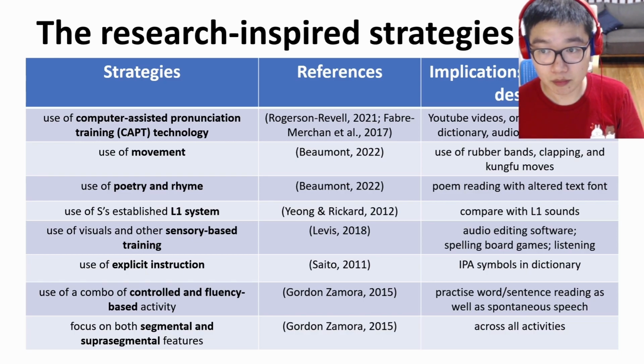We can also compare English sounds with L1 sounds, so the Mandarin Chinese sounds. We can also use audio editing software, spelling, board games, and listening. We can use IPA symbols in dictionary. We can practice word and sentence reading as well as spontaneous speech. And this is quite important because we don't want to be able to produce perfect vowel length in class, only to be quite incapable. We don't want to slip back into our old habits after the lesson. So we want to retain those achievements.